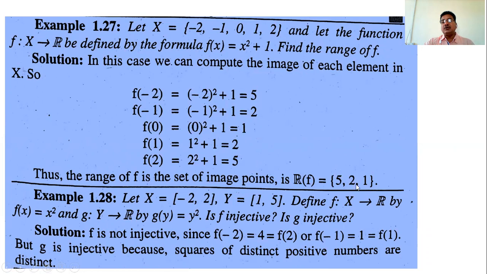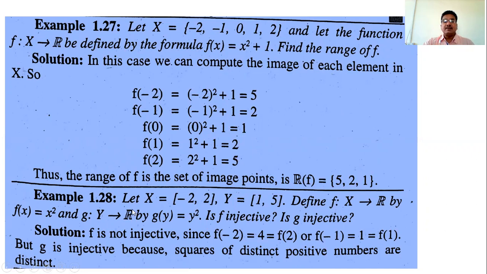In this set, 2 is already written, therefore no need to write 2 twice. Then 5 is also in this set. So this is the set {5, 2, 1}, the set of all images. The set x contains 5 elements, but the set of images contains 3 elements, because the images of two pairs of elements are the same. And so this is the range of the function, or set of images.